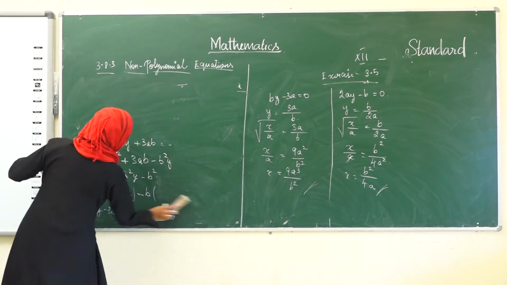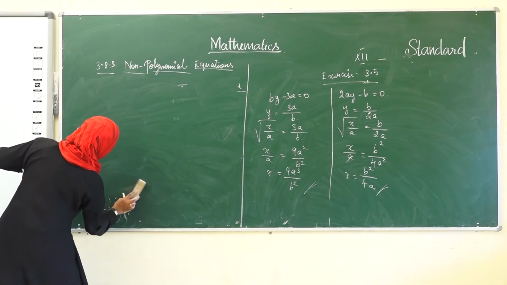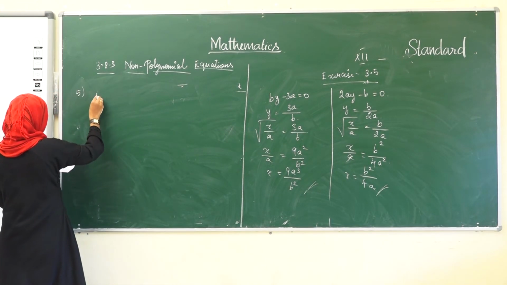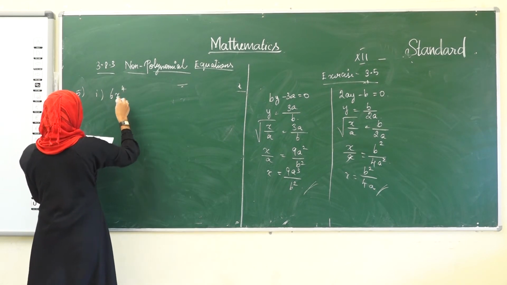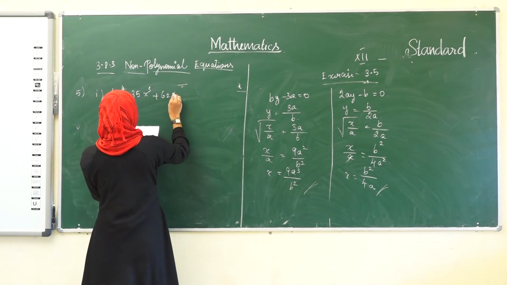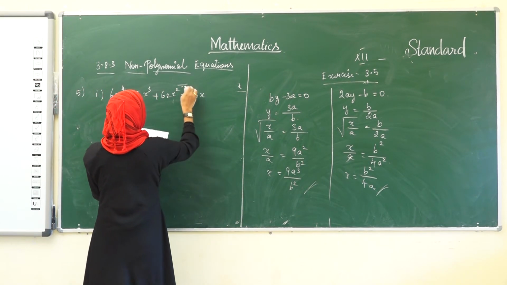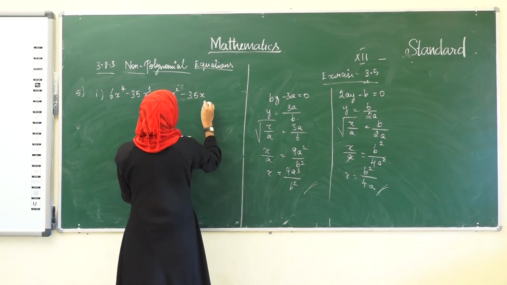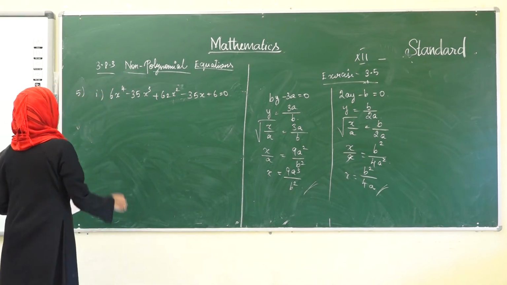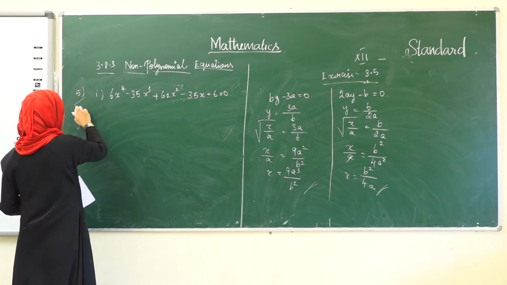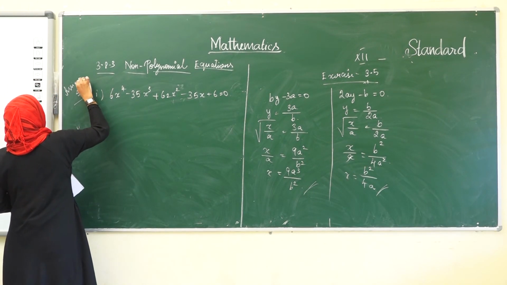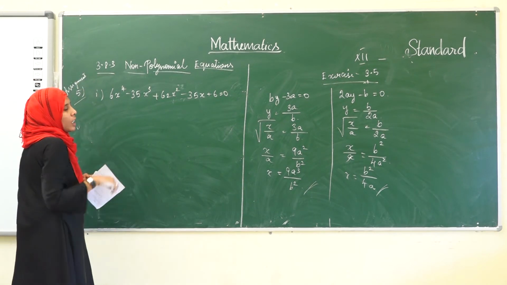Okay, see the next sum, the fifth question. They have given two subdivisions, right? We are going to solve the equations. In the first, 6x power 4 minus 35x cubed plus 62x squared minus 35x plus 6 is equal to 0. So both subdivisions of this fifth question will be an assignment for you. I'll give you some hints. It will be very easy.